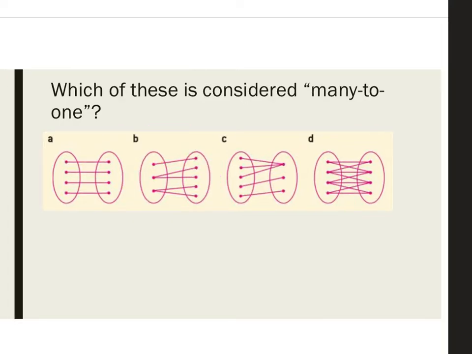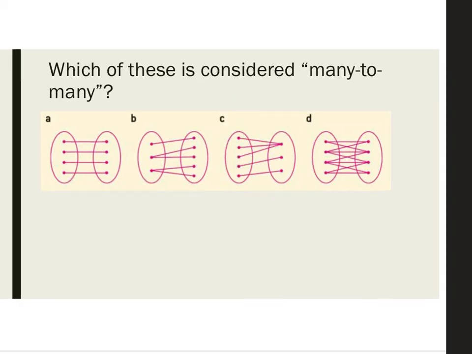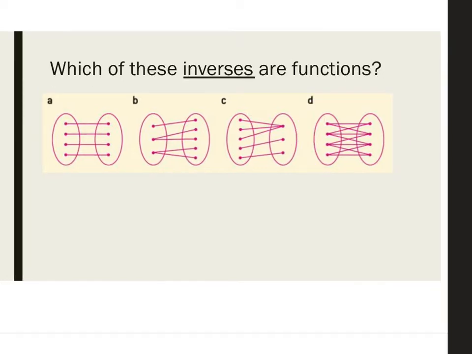Which of these is considered many-to-one? I'm hoping you're seeing it's this one. We've got many elements of the domain being paired to one over here. It's the only one that's many-to-one. So then the question is, which of these is many-to-many? I think I've already said it. It would be that one.